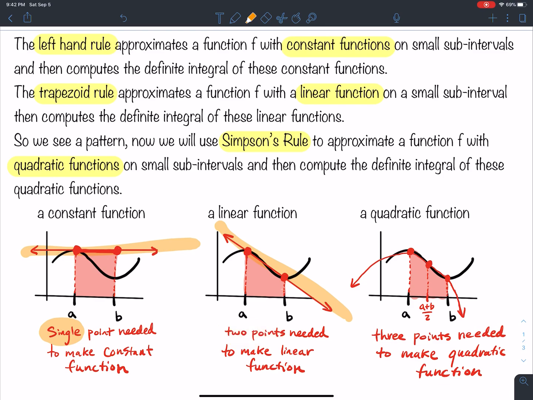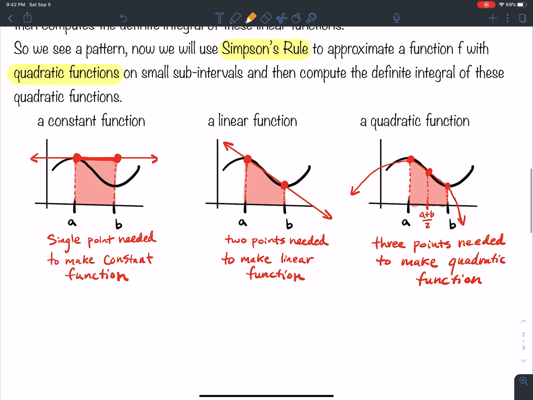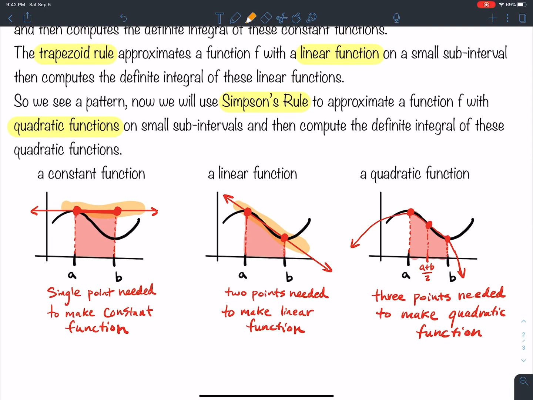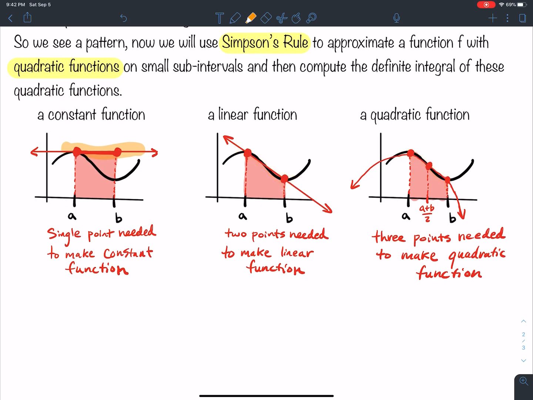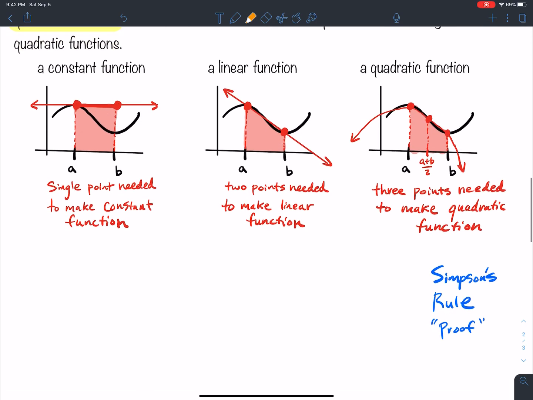Okay, so these are the different techniques that we will talk about in Calculus 1 for approximating integration. To approximate a definite integral, you could use a constant, you could use a linear function through the trapezoid rule, or you could use a quadratic function through Simpson's rule. Okay, so how does this work?